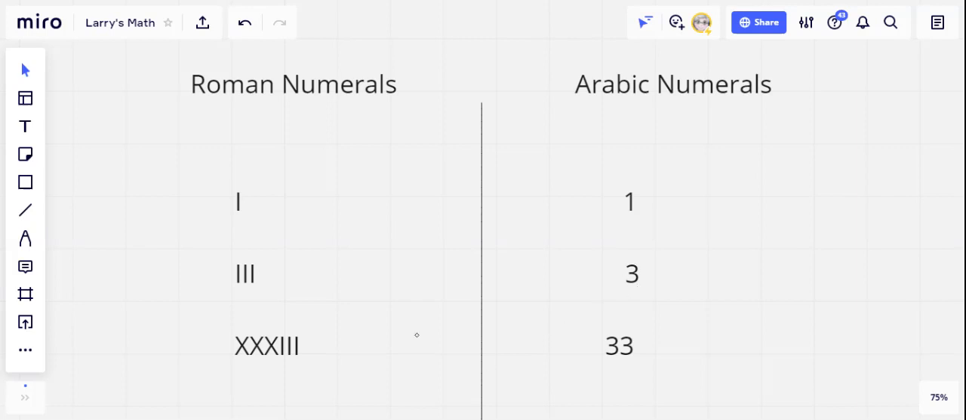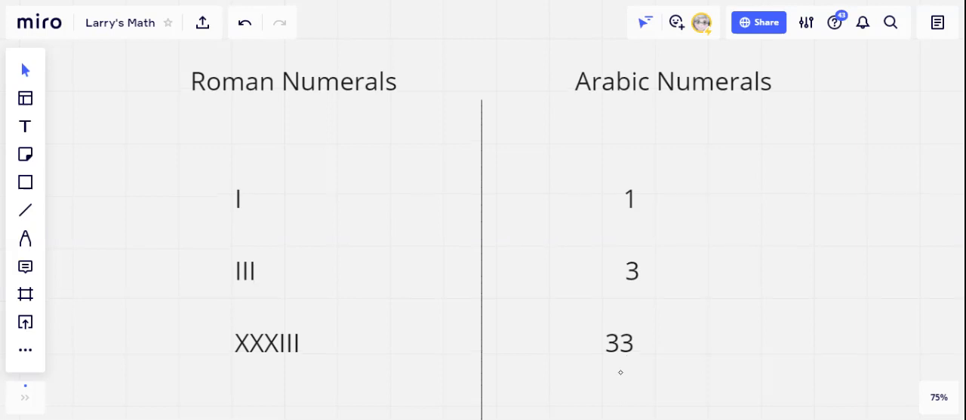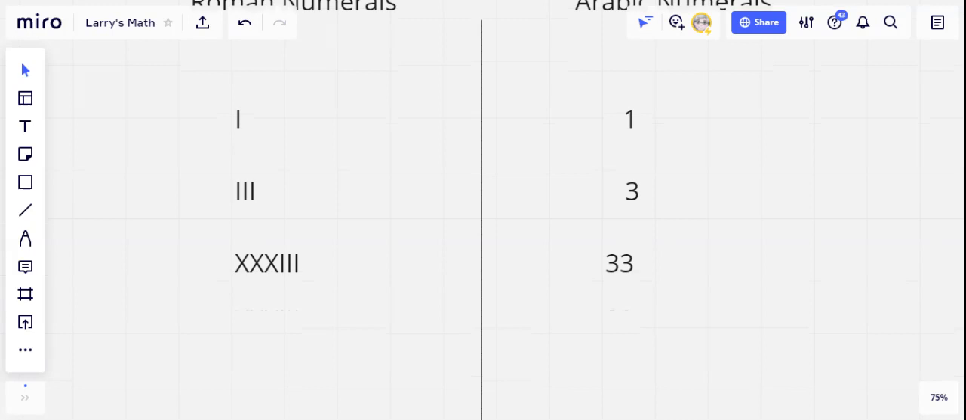Now, this gets especially annoying when you get into bigger numbers. So here's the Roman 33. They had a character for 10, which is an X, but they had to write that 3 times to represent 30. So 3 tens and then 3 ones. Whereas we just write a 3 and a 3. We put the 3 in the tens place and the other 3 in the ones place, and it equals 33. So a more convenient and efficient system for writing numbers.